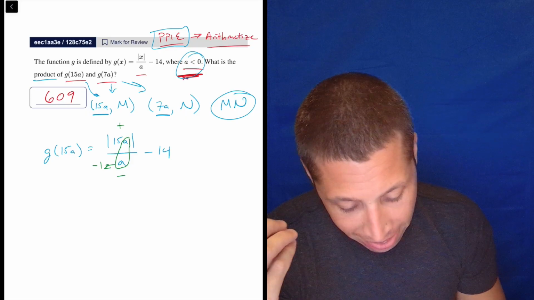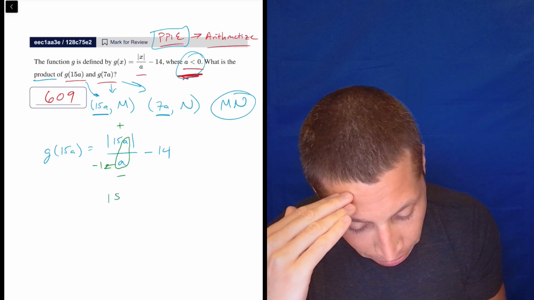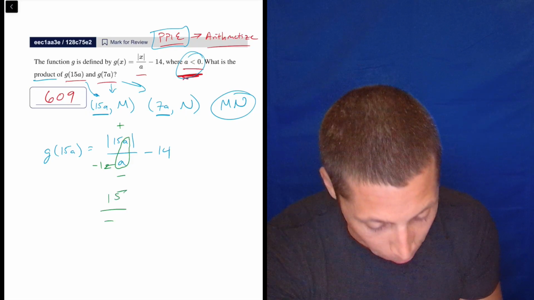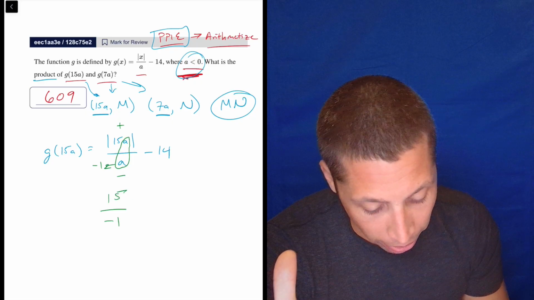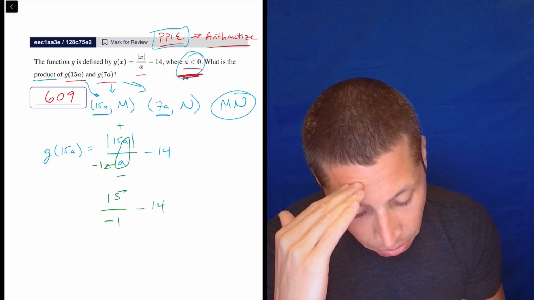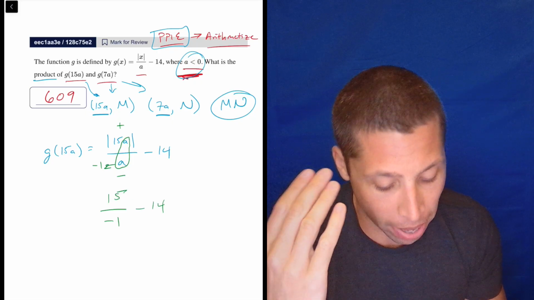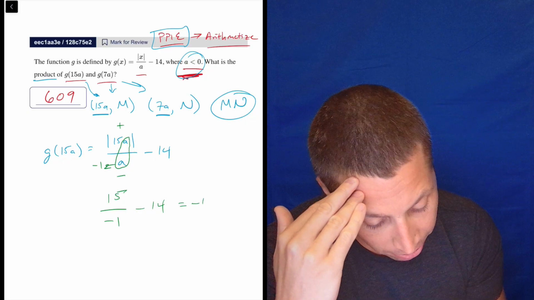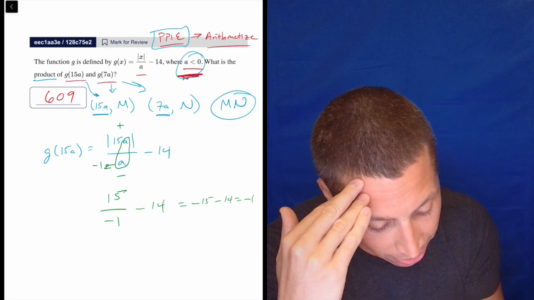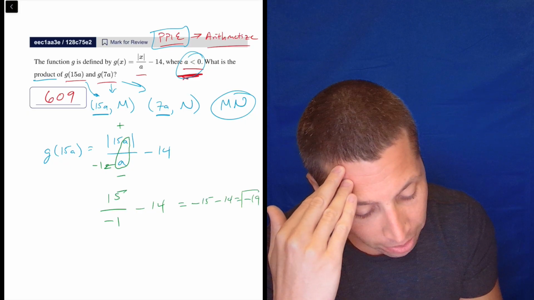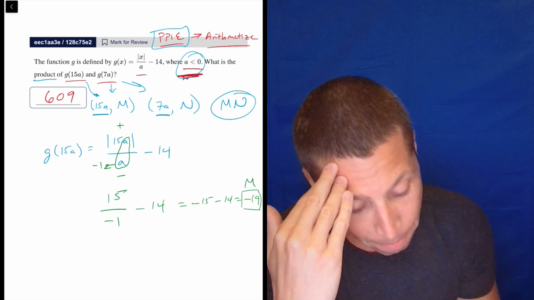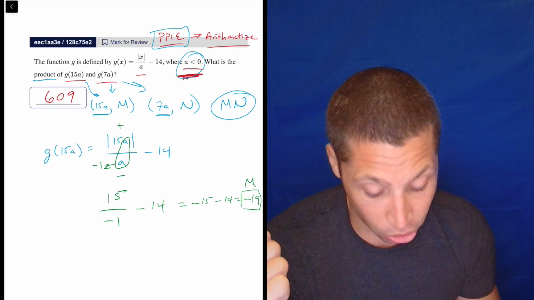So what that means then is we're going to have 15 over, I'll put the negative 1 down here, right? Minus 14. So that is negative 15 minus 14, and that is negative 29. Okay, so that is the value of m, right? That's what I plugged in the g of 15a.